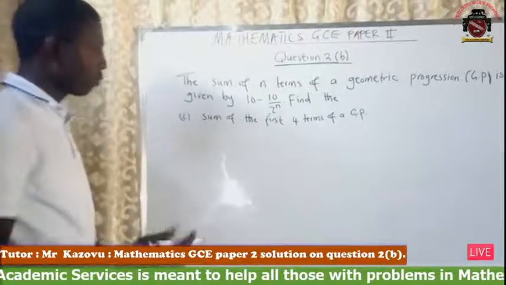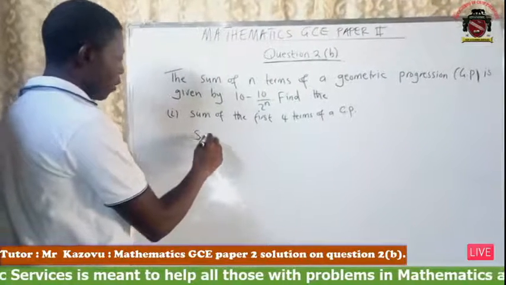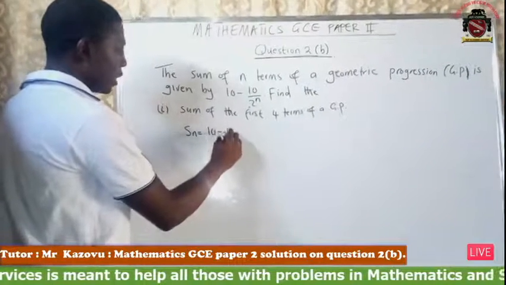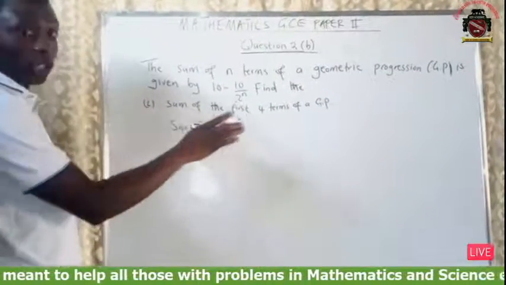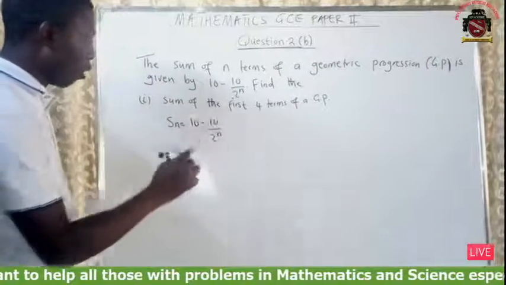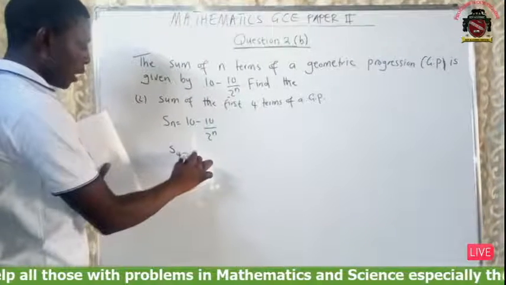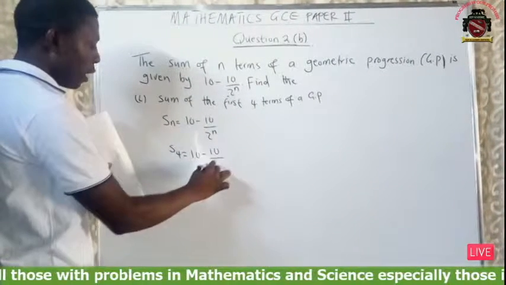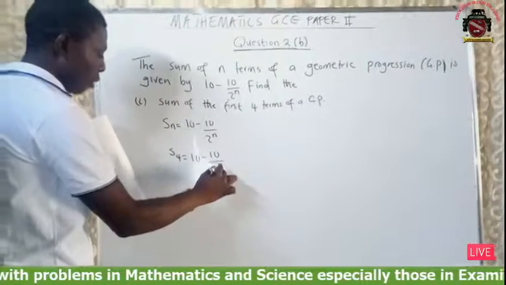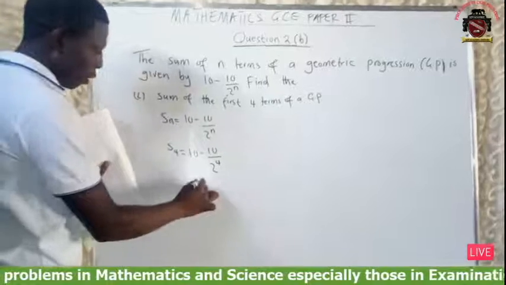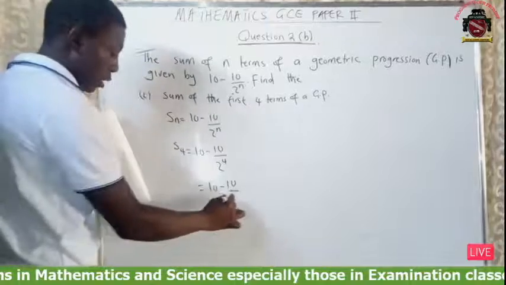Now, this question was very simple, in the sense that we know that the sum is given by 10 minus 10 over 2 to the power n. We've been asked to find the sum of the first 4 terms. Now, n is 4, so we substitute: where there is n, we put 4. So we have 10 minus 10 over 2 to the power 4, and 2 to the power 4 is 16, isn't it?